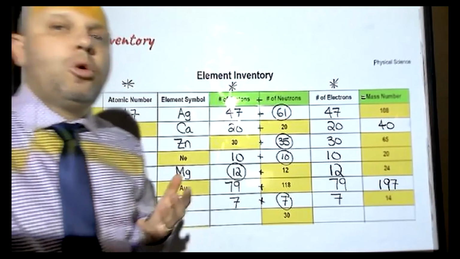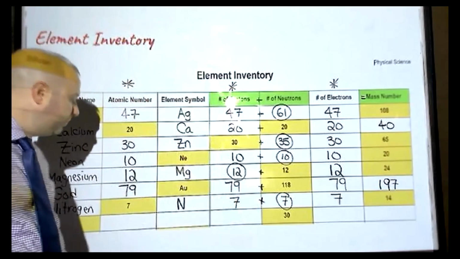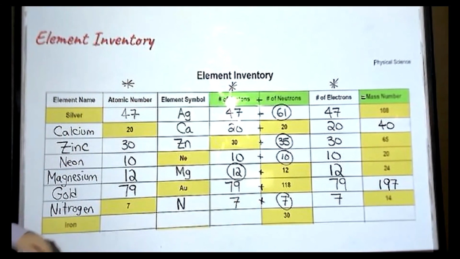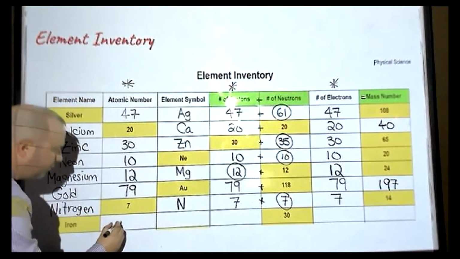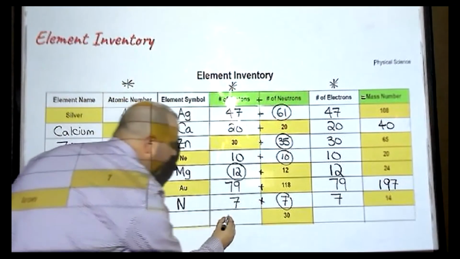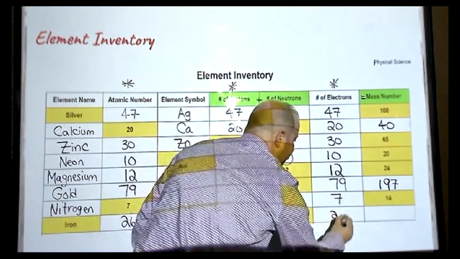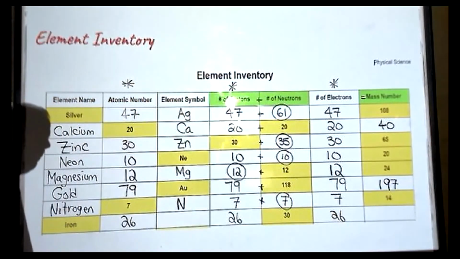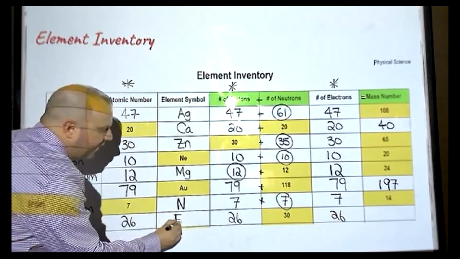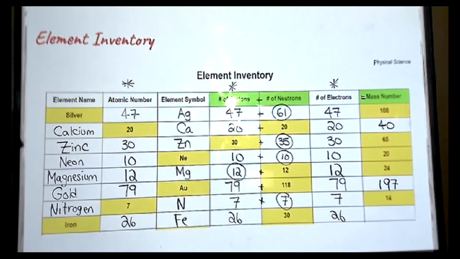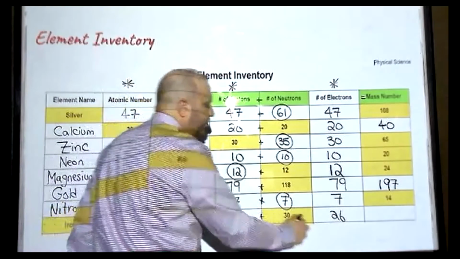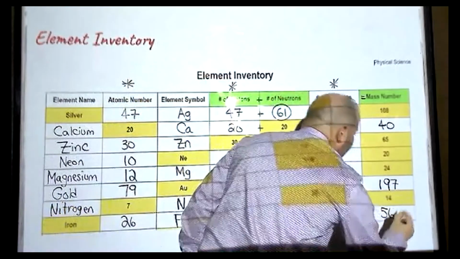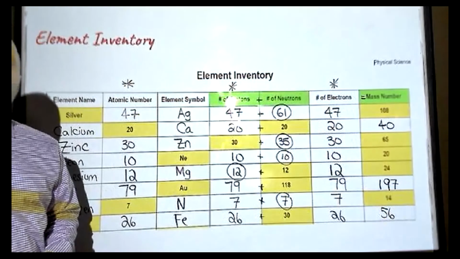And then we're going to do one more problem together. So this last problem here, we have iron. We look on our periodic table to find out that iron has the atomic number of 26. So I can write 26 here, I can write 26 here. The symbol for iron is Fe. And then when I add these two together, 26 plus 30, I get 56. So 56 is my total.